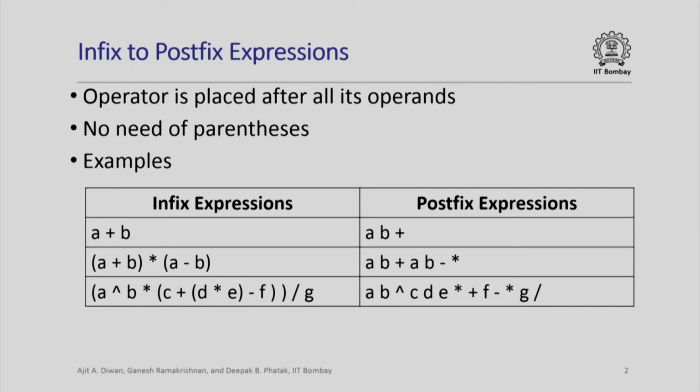We recall that in any expression we shall have operators and operands. In this conversion we will put operators after all its operands. There is no need of parenthesis, as we already note. Here are some examples. A plus B will become AB plus. (A plus B) star (A minus B) will become AB plus AB minus star. We have already discussed this.